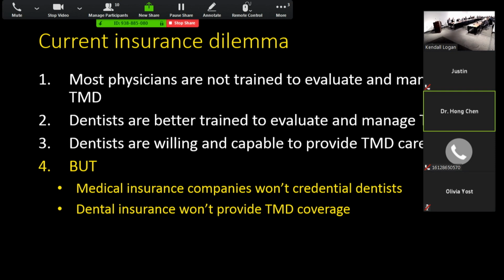However, medical insurance companies won't credential dentists for providing a medical service. So dentists cannot receive medical reimbursement. And generally, dentists are not even authorized to request imaging studies or treatments for TMD. On the other side, dental insurance won't provide TMD coverage because this is a medical condition, not a dental condition. So dentists can't receive any dental reimbursement either. I can go on and on about these insurance issues, but the main point here is that insurance policies really need a total makeover.